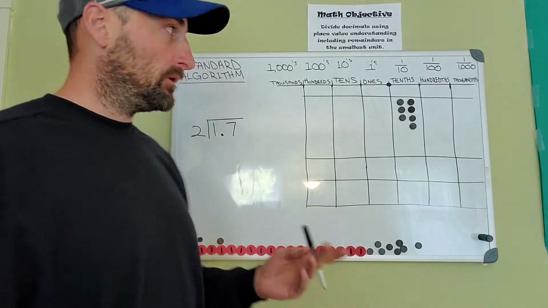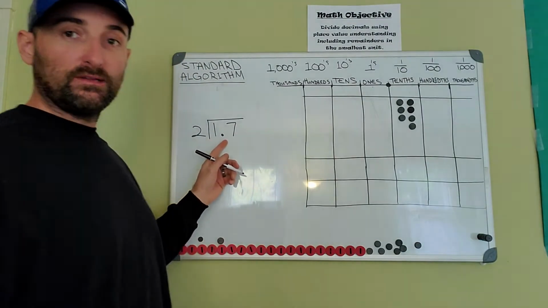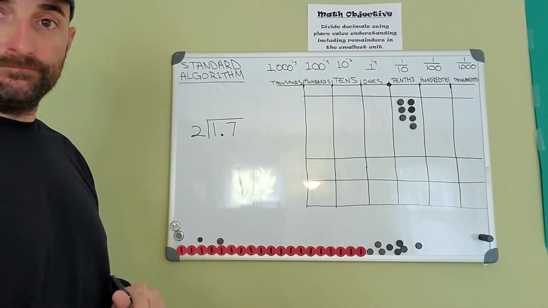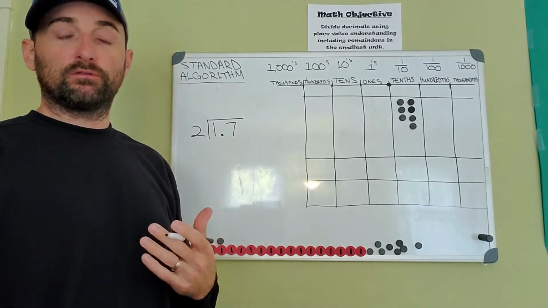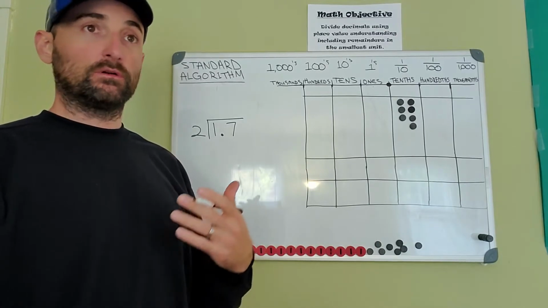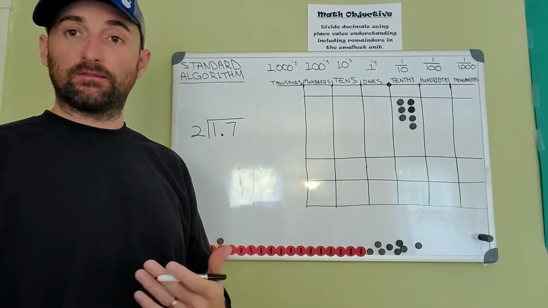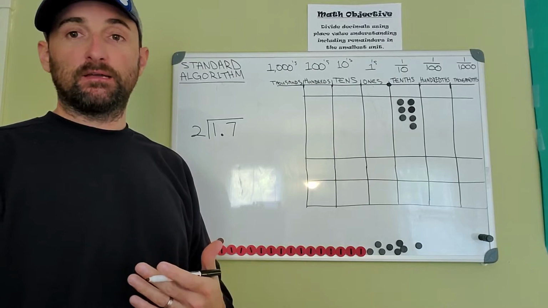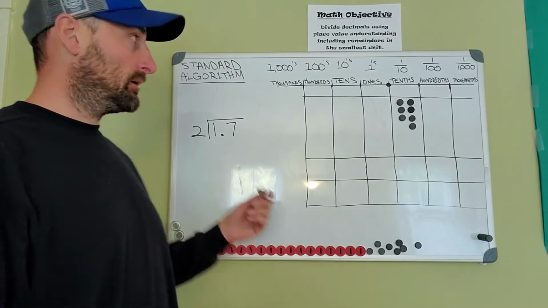In our first problem, we have 1.7 divided by 2. Now, you would probably also be able to call this number, if you understand place value, 17 tenths. 1 and 7 tenths is 17 tenths. And we're going to be breaking that into 2.